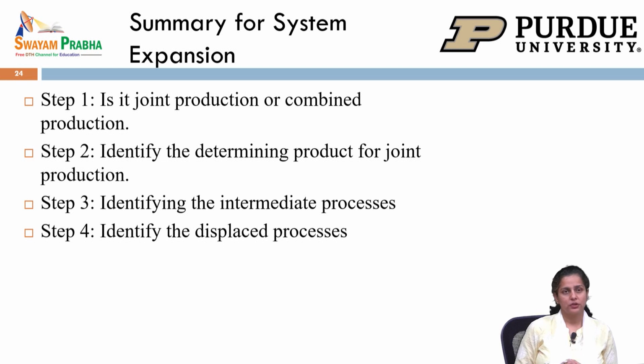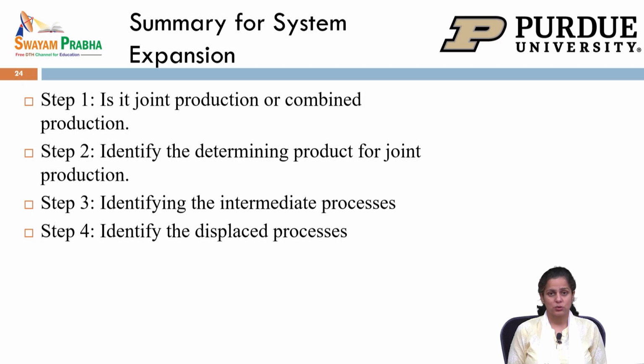So, in summary, for system expansion, our first step, whenever you look at a product or a process that has a co-product, think about whether it is a joint production or combined production. If it is a combined production, it is a simple decision. You can scale the product of your choice independently of the co-product. So, you do not have to worry about the co-product. You can use the system partitioning by knowing of the parallel production process.